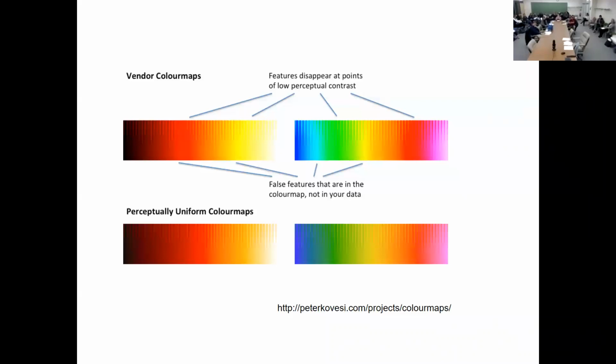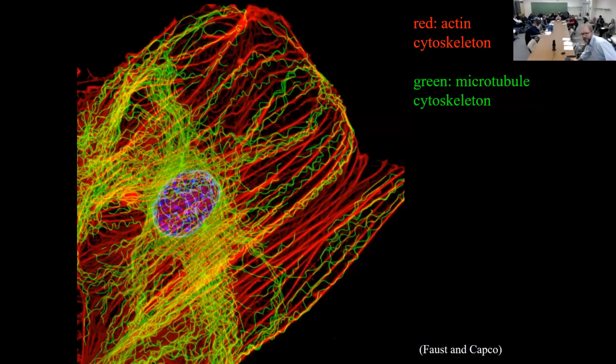But if you just Google perceptually uniform color maps, you can find really good ones that you can use depending on whether you're working in R or MATLAB or whatever. These subtleties can really matter.